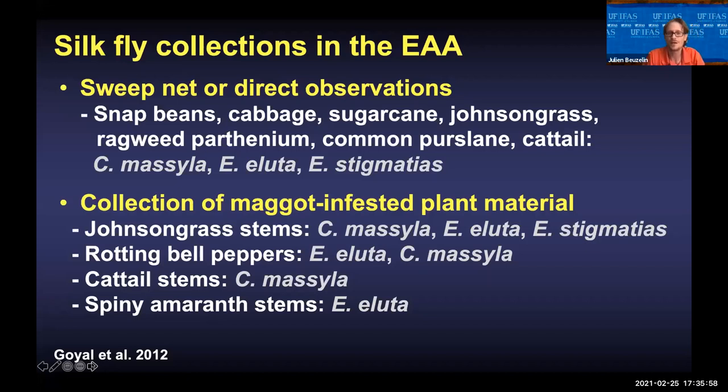In rotting bell peppers, they found Euxesta luta and Chaetopsis massyla maggots. In cattails, Chaetopsis massyla, also in pigweed. So you see that you can find cell flies everywhere, but not much of a quantification here.